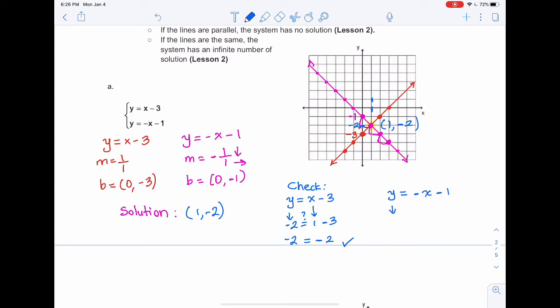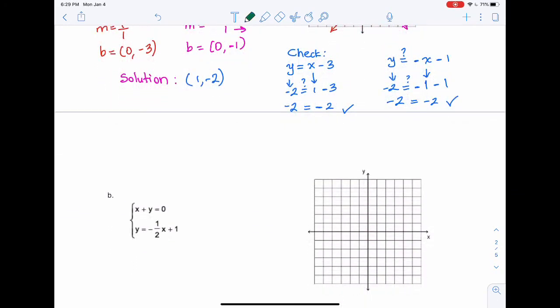And I'm going to plug in 2 for x, -2 for x. And the negative comes from the original equation. And 1 for x minus 1, which is also, you need to check these, which is also correct. So -2 is equal to -2. It worked also for the second equation. Because it worked for both equations, the ordered pair (1, -2) is the solution for this system.